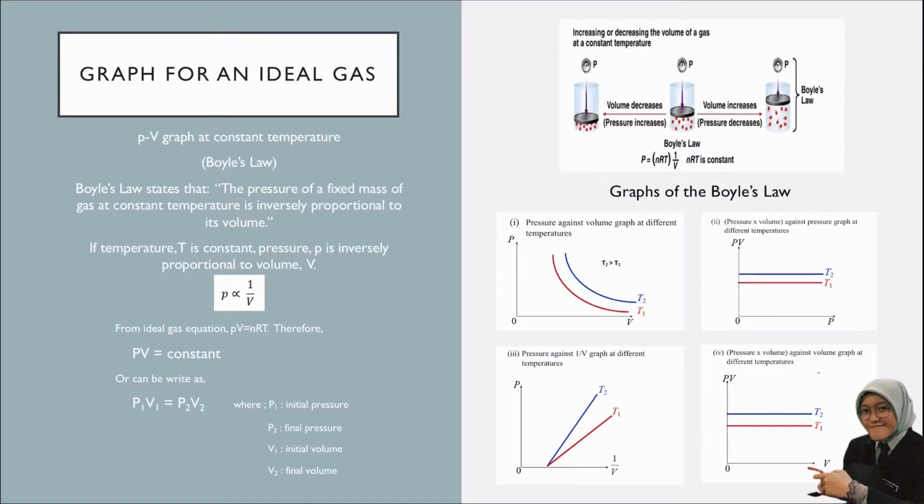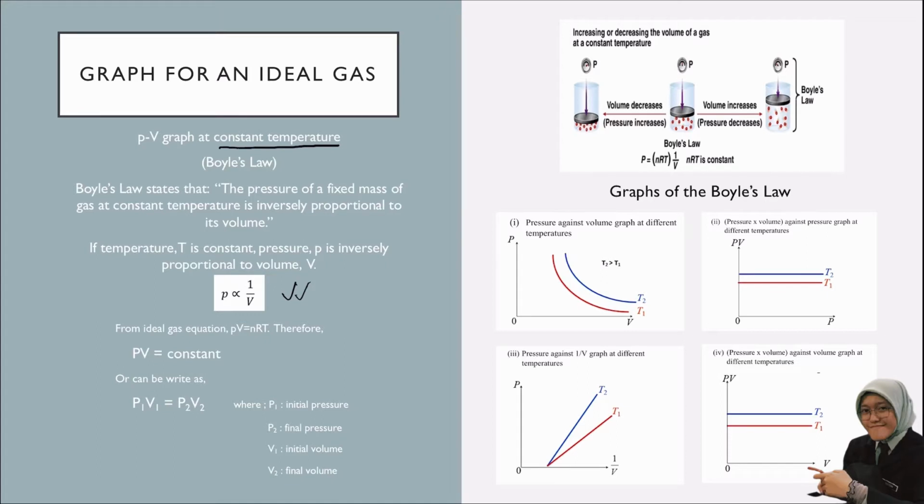Okay, next one is graph for an ideal gas. So PV graph at constant temperature, which is Boyle's law. Boyle's law states that the pressure of a fixed mass of gas at constant temperature is inversely proportional to its volume. So, if temperature T is constant, pressure is inversely proportional to its volume. This one.